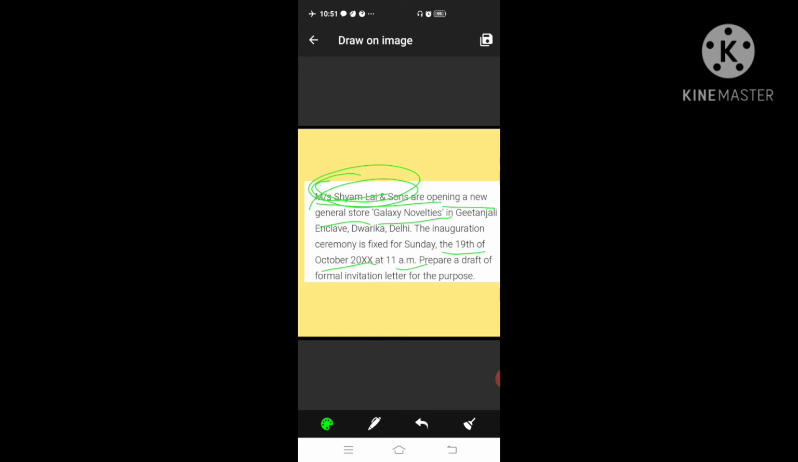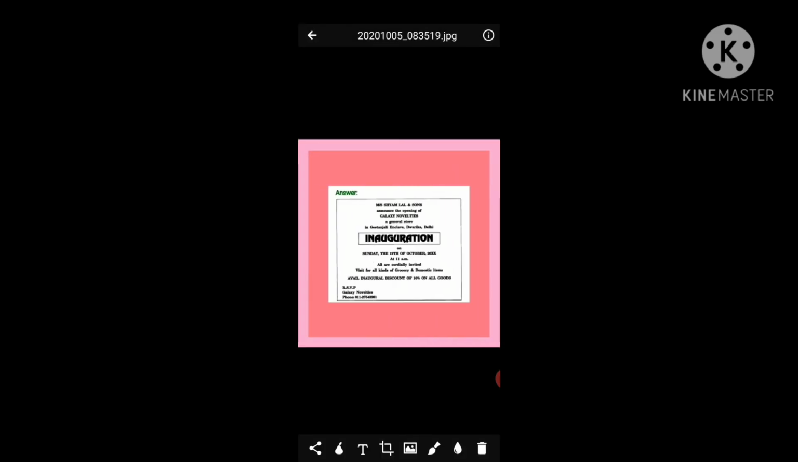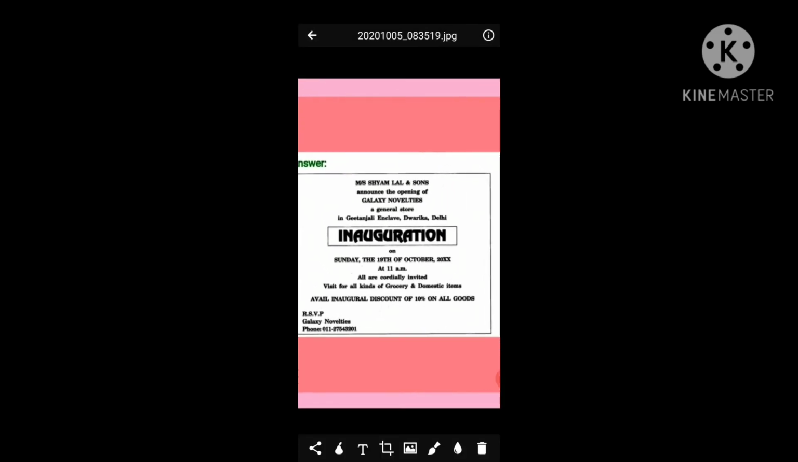Now the same thing we have to mention over here: Messrs Shyamlal and Sons. Second line, standard expression to invite: request the pleasure of your company on the grand occasion of, or cordially invites you on what occasion? On the opening ceremony or inauguration of Galaxy Novelties. So this is the way of writing a card-type invitation, the printed one.